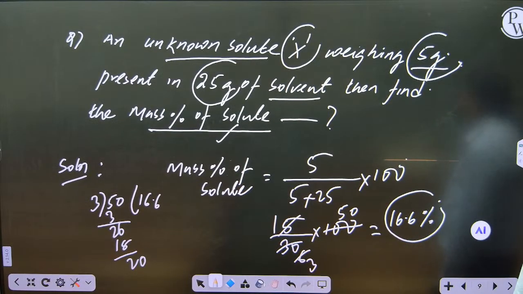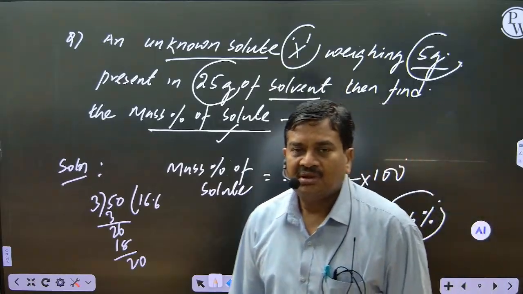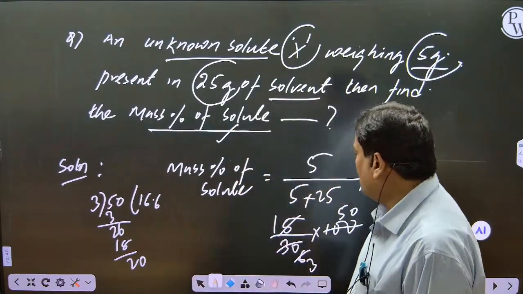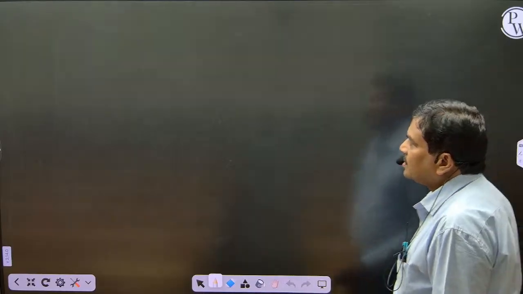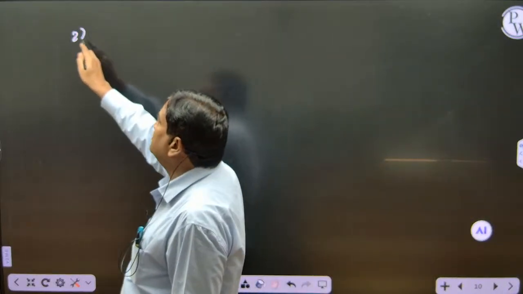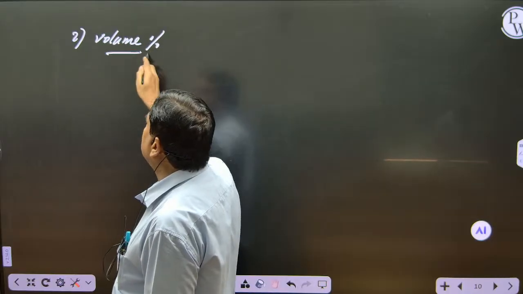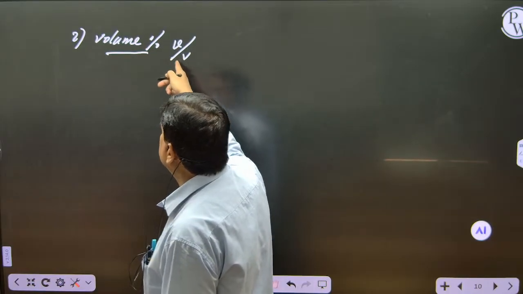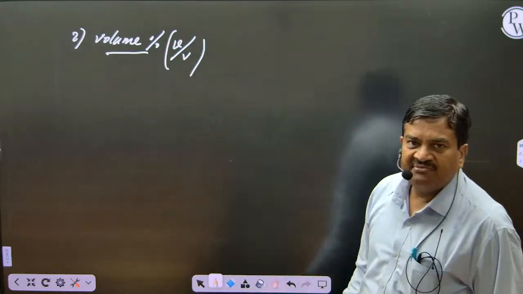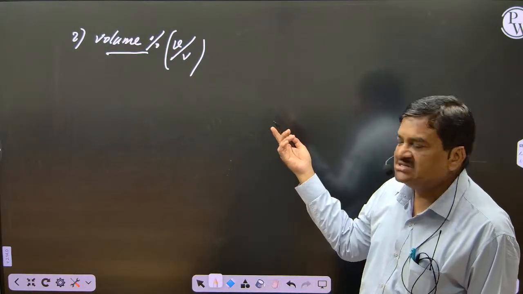Clear? Alright, second concentration, volume percentage. Clear for all? Right, second one, volume percentage. Now what is volume percentage? See, just like mass percentage we learned, V by V we say. In textbooks they show like this. So same thing: previously mass percentage, this is volume percentage.